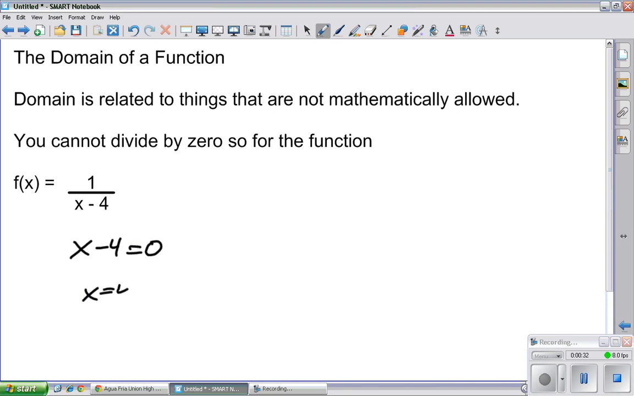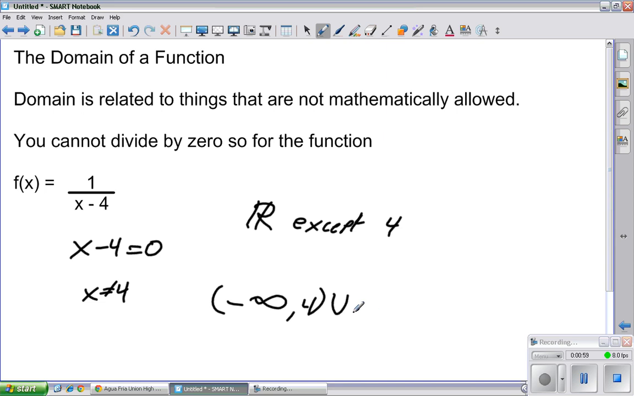X equals 4. So that means everything is okay except x cannot equal 4. So you could write that as all real numbers except 4. You could also do it as an interval from negative infinity to 4, not including 4, union, picking up right at 4, but not including 4, to positive infinity.